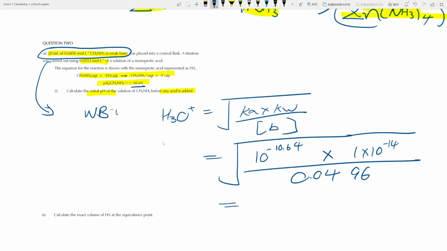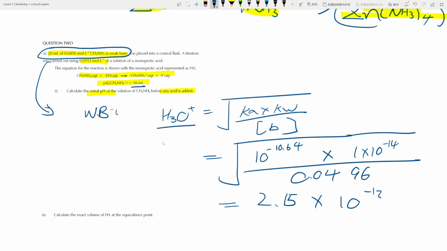And that should give you, let me just quickly run these numbers in my calculator, 10 to the power of negative 10.64 times 1 times 10 to the power of negative 14 divided by 0.0496, then square root this, then you got 2.15 times 10 to the power of negative 12.